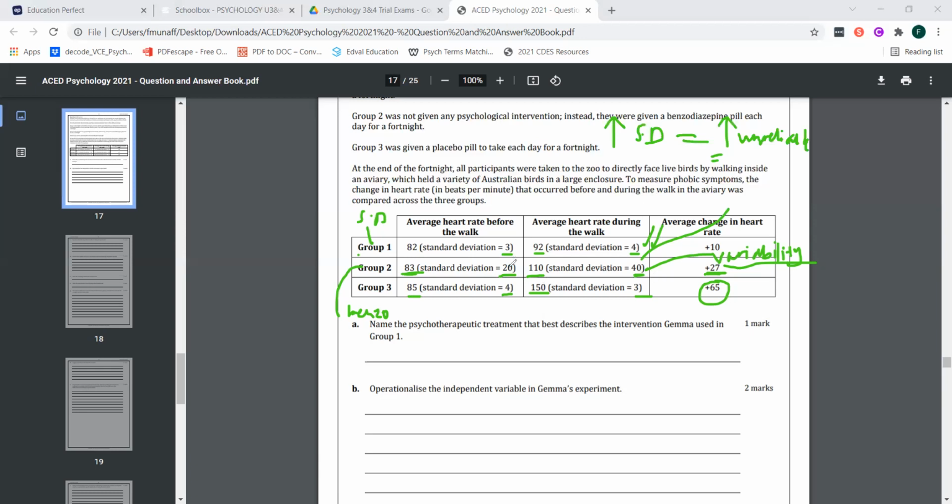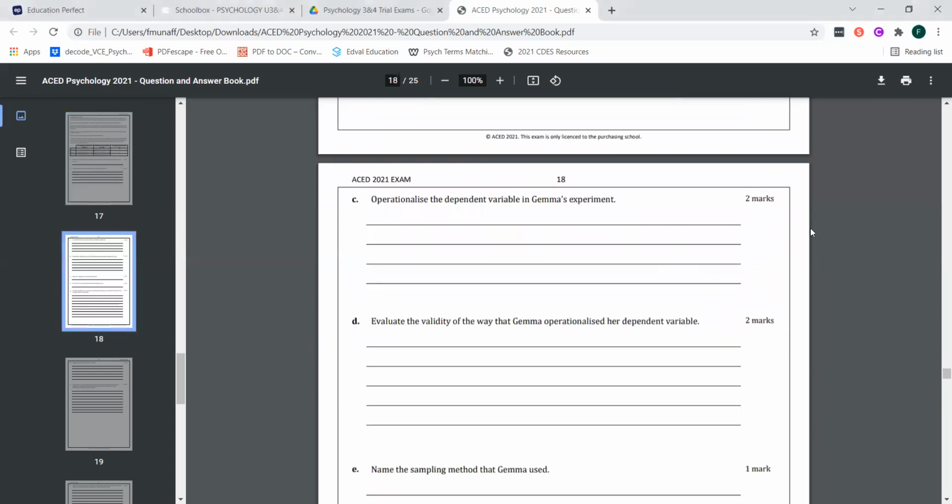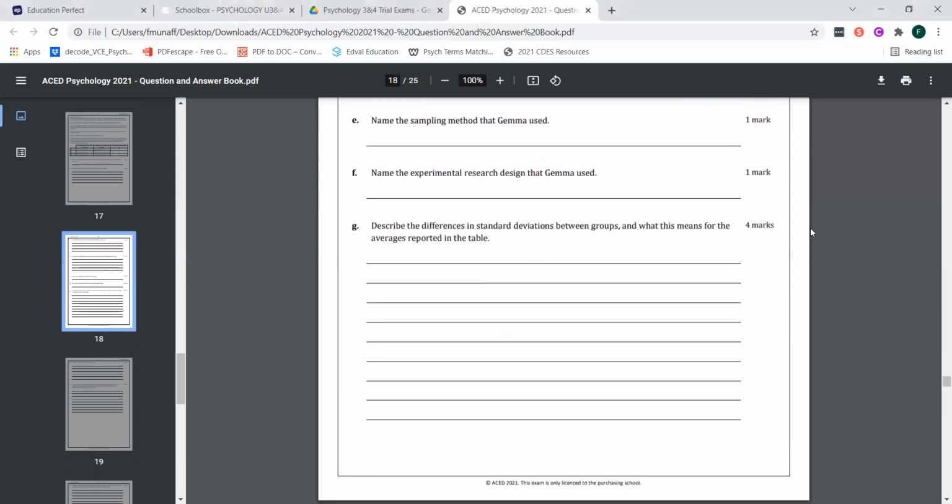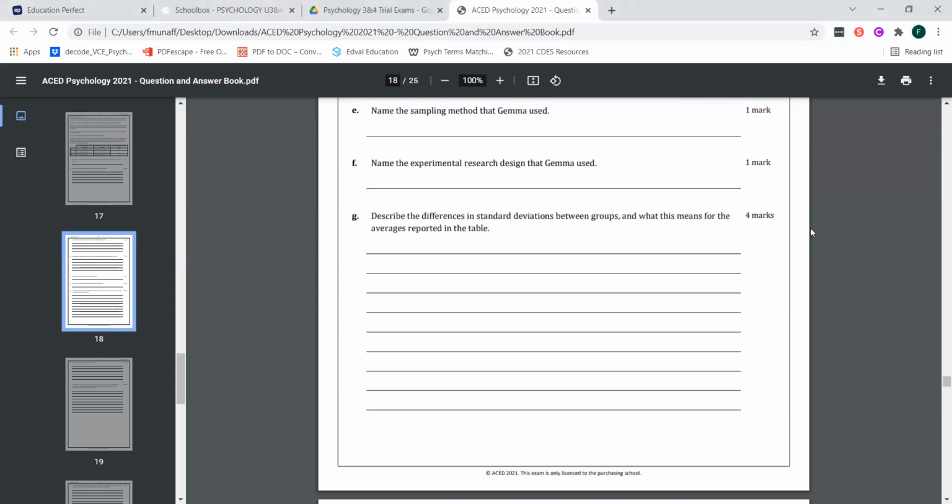So you could say starting at 20 and going all the way up to 40, which is a lot larger difference compared to group 1 and group 3. So you just have to compare it to the other groups as well in your answer, rather than talking about group 2 by itself. I think that's what the question was asking us as well. If I just go back down, where did it go? Okay, part G. Yeah, so it's 4 marks.